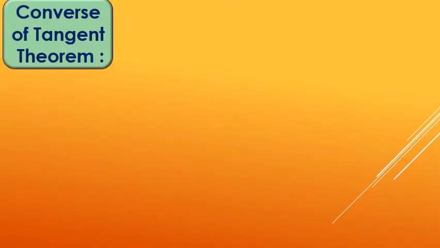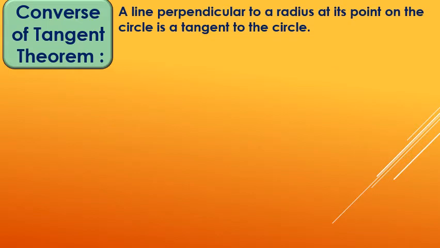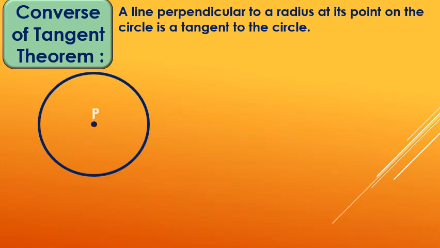Second one, converse of tangent theorem. A line perpendicular to a radius at its point on the circle is a tangent to the circle. It is the converse of tangent theorem. See here, again we will draw a circle with center P and here D is the line. We can write AB, a tangent. Okay, S point of contact, PS is the radius.